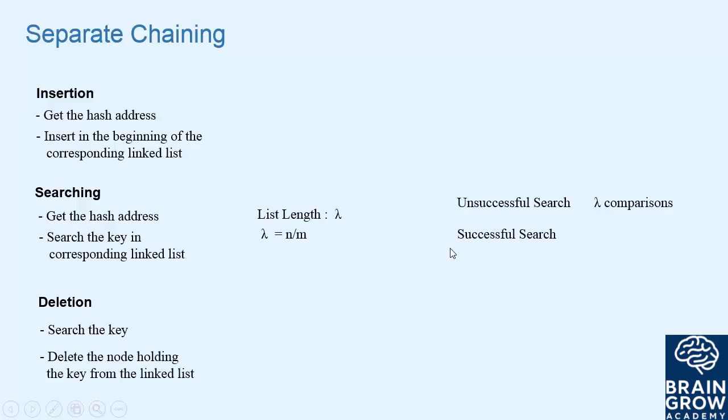For successful searches, we go about half the way down some list. So on average, the number of comparisons in a successful search is this. So we can say that the runtime complexity of separate chaining is this, where this lambda is the load factor. The worst case is when all the keys hash to the same chain, and in this case the search time becomes order of n.